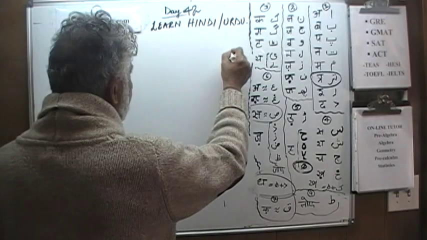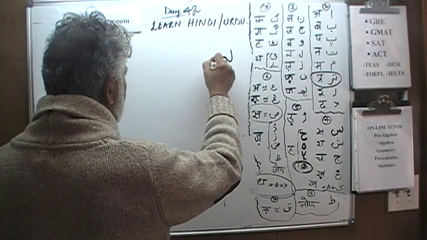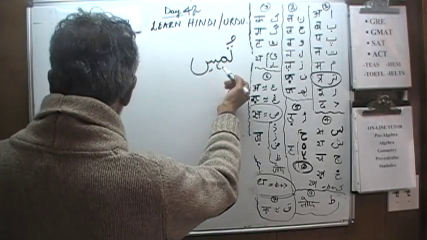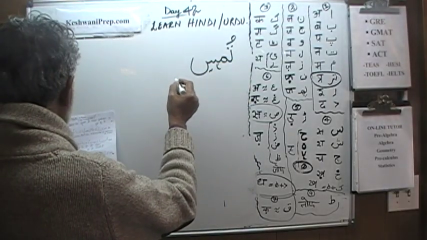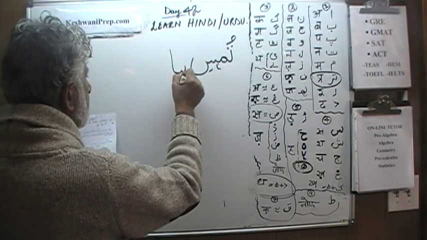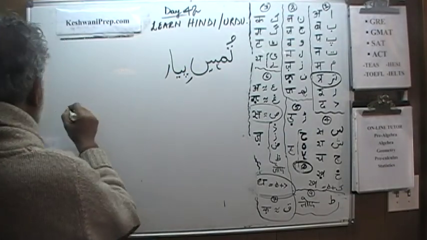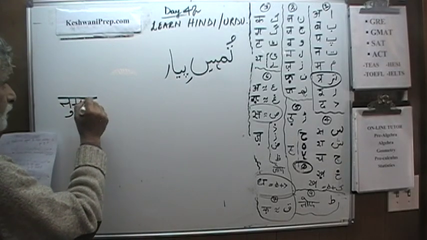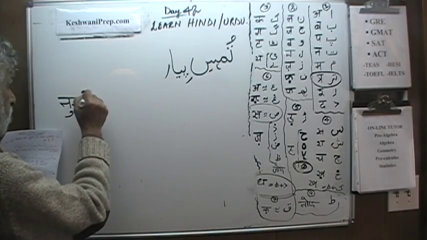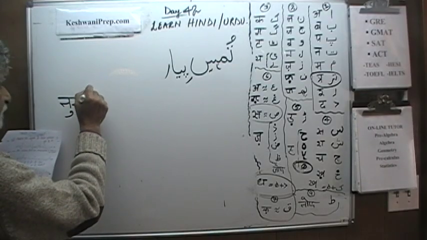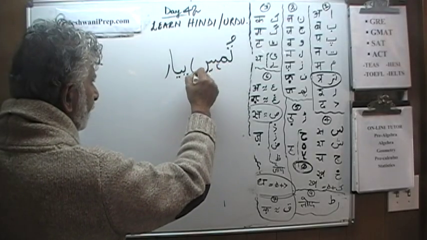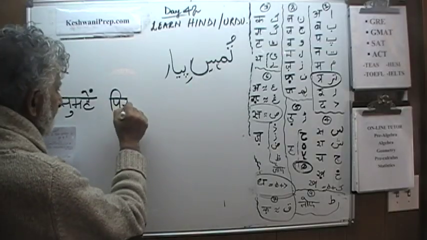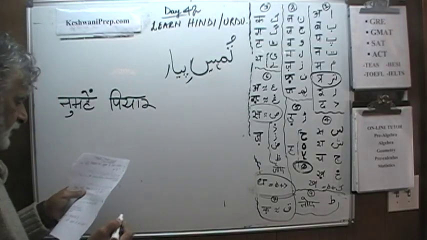Let's write it. We have learned this. We have done this word many times before, so I'm just going to write it. Tumhe, tumhe. This dot there is a nun gunna right here. Tumhe, choti i ki matra and ya. Tumhe pyaar.